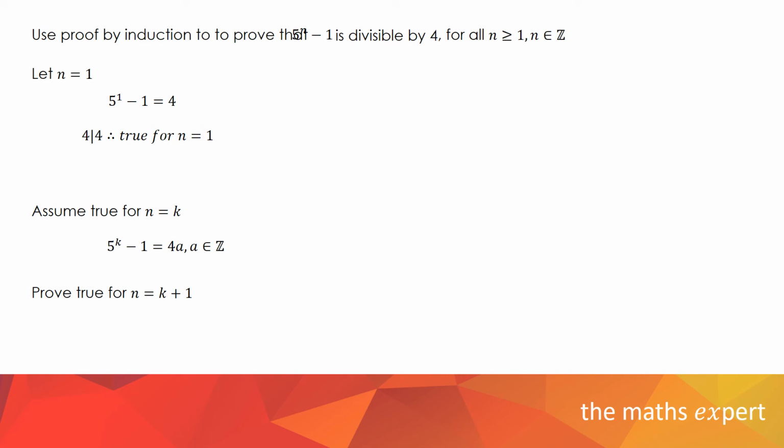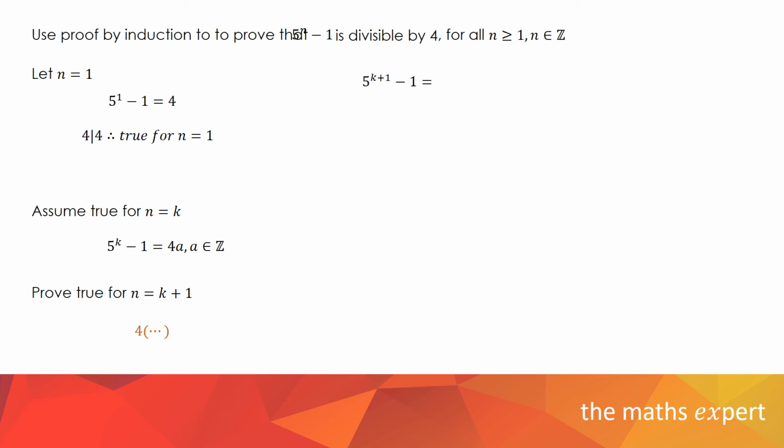Now my goal for when n is equal to k plus 1 is to get an expression that is of the form 4 times some integer. Now I want to show that the structure still works for this divisibility question when n is equal to k plus 1. Firstly, the left-hand side of the assumption when n equals k plus 1 will be 5 to the power of k plus 1 minus 1.